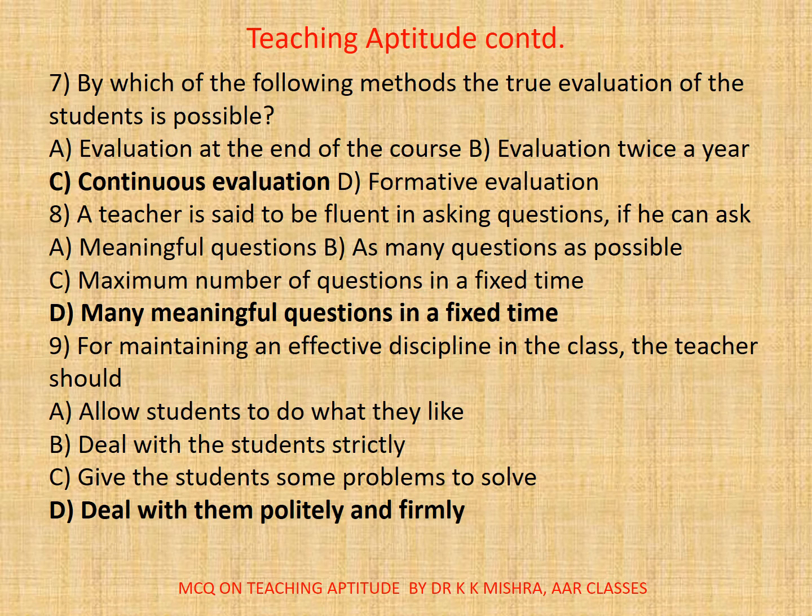7. By which of the following methods is the true evaluation of the students possible? A. Evaluation at the end of the course. B. Evaluation twice a year. C. Continuous evaluation. Or D. Formative evaluation. Here correct option is C. Continuous evaluation, because improvement actually does not take place at one go. Improvement is brought only as a result of continuous process of evaluation and improvement. So evaluation should be continuous so that improvement takes place bit by bit in a progressive manner.